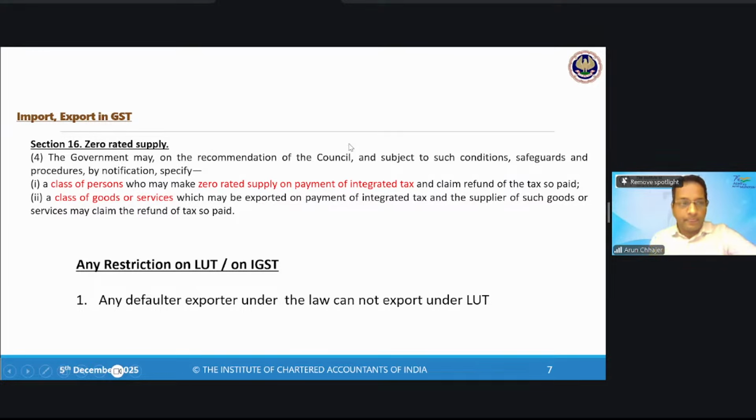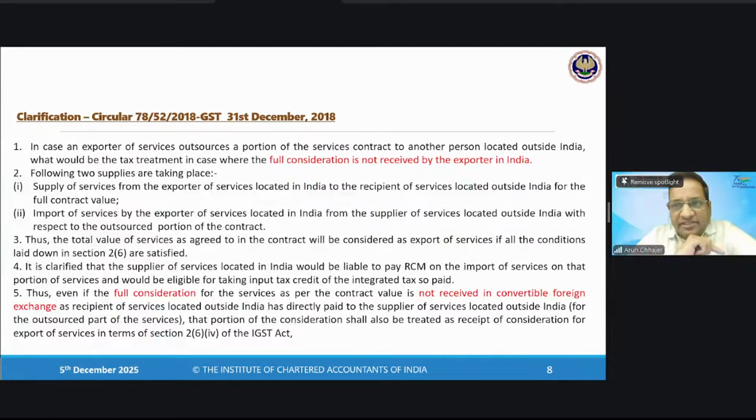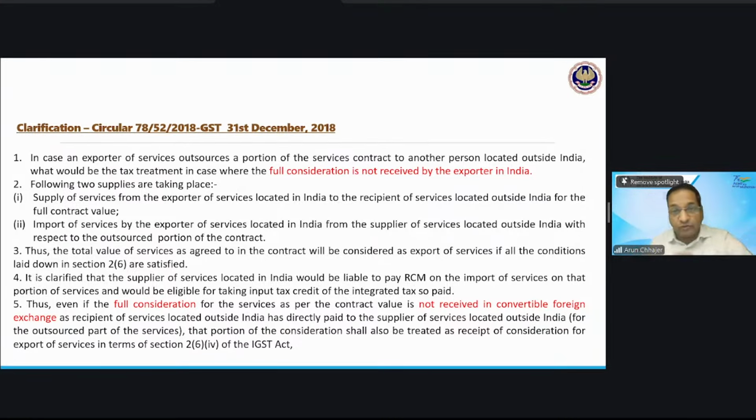Now, we'll read one by one circular and try to understand the relaxation or restriction. So, currently we are not talking about 16 subsection 4 specifically. I am talking about all. I have discussed all the provisions. Now let's discuss the relevant circular. First, talk about that circular 78.